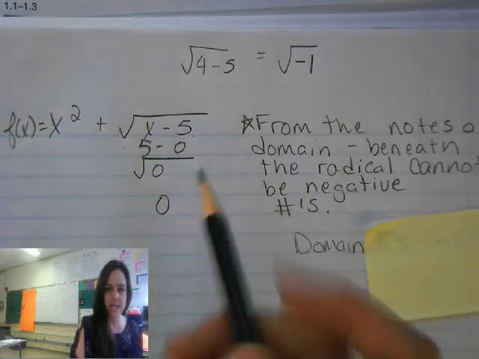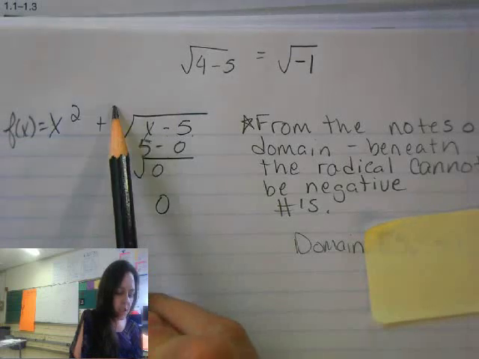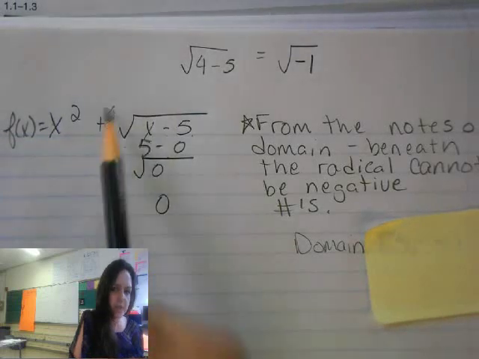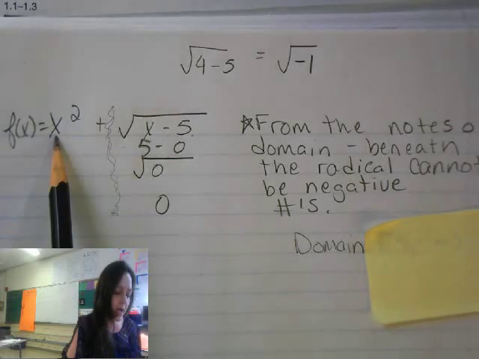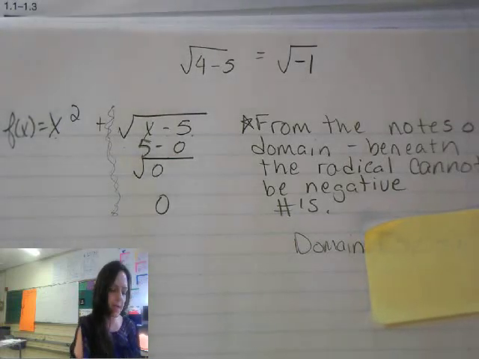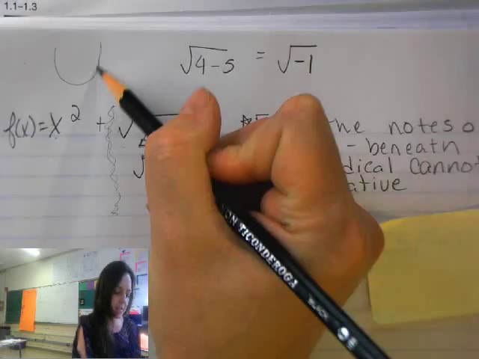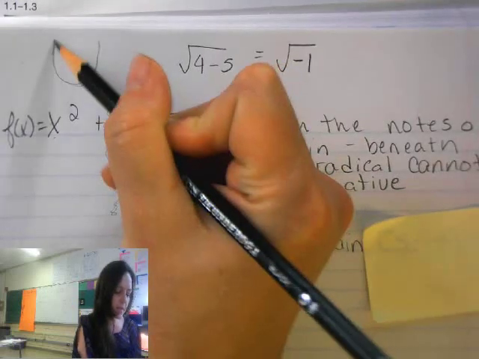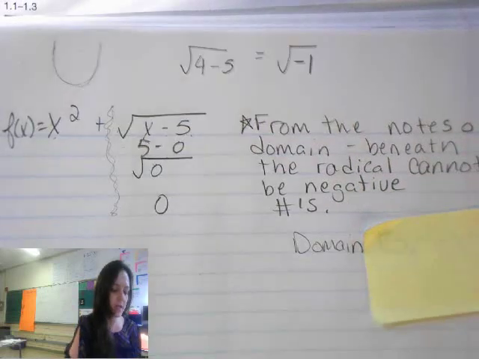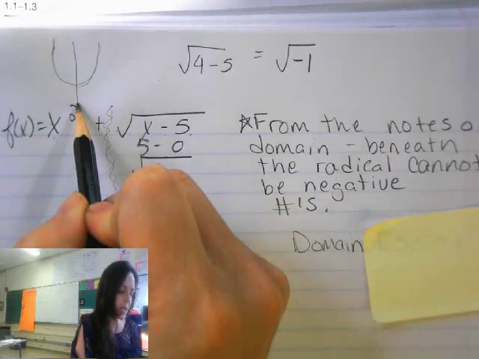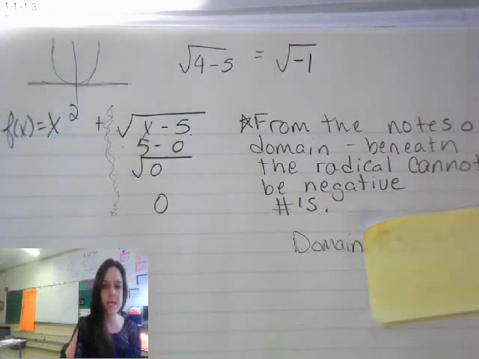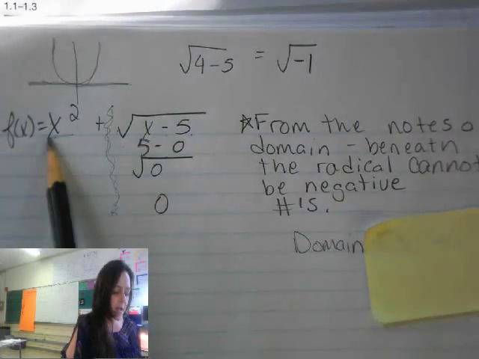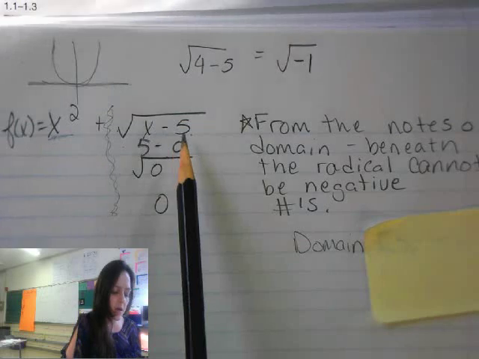That's one part of our function here. We know it cannot be lower than 5. We also need to look at this part, x squared. You guys know the squaring function. It's one of our basic functions, right? And that parabola, we know the domain is all real numbers. That can be any number. So it doesn't matter what this one is, but we know that this number cannot be less than 5.